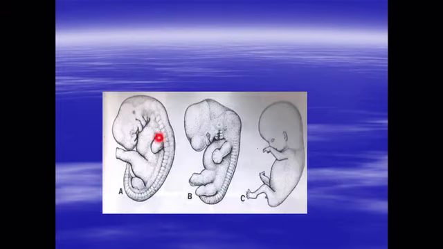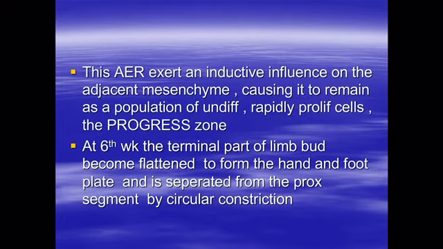This is the limb bud and the ventrolateral part. This is the limb. This apical ectodermal ridge exerts an inductive influence on the adjacent mesenchyme, causing it to remain as a population of undifferentiated, rapidly proliferative cells, which is called the progress zone.